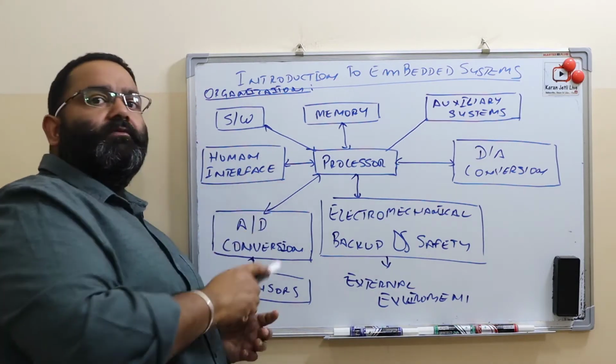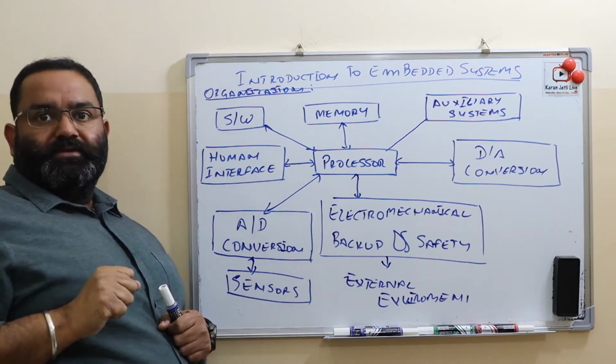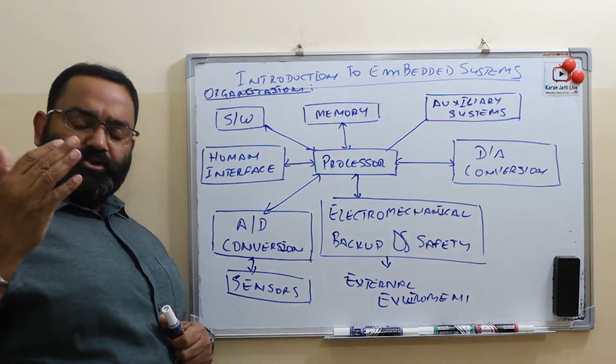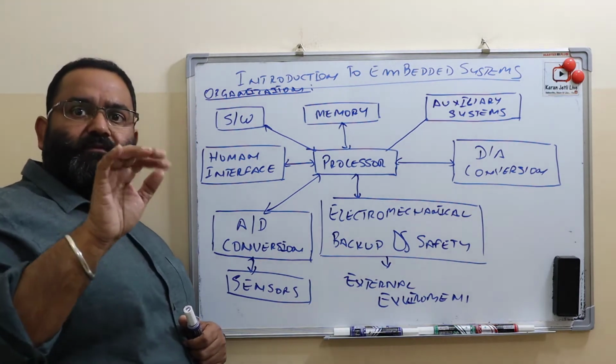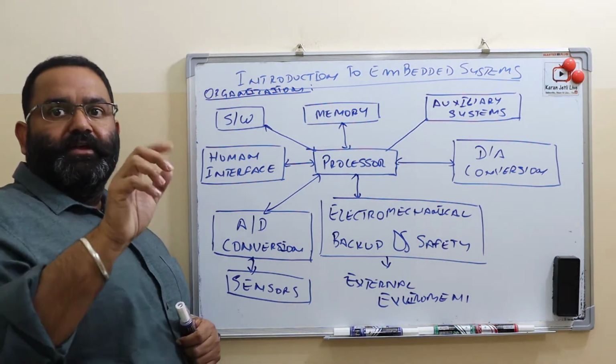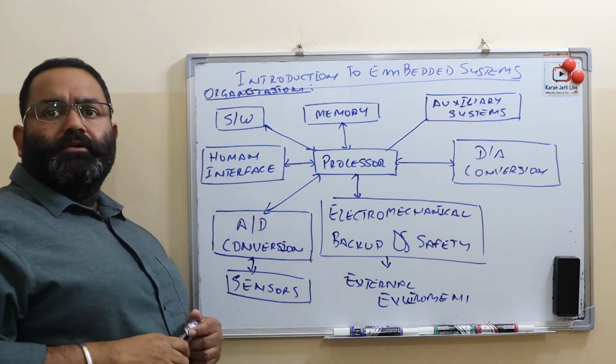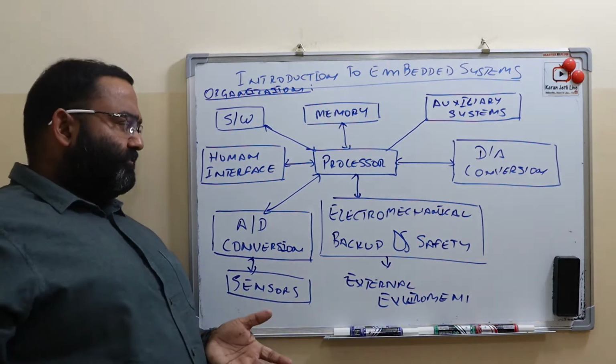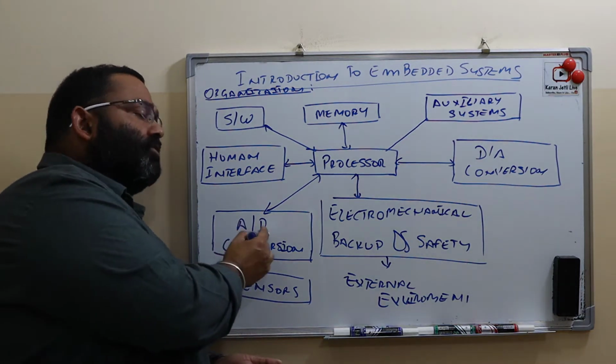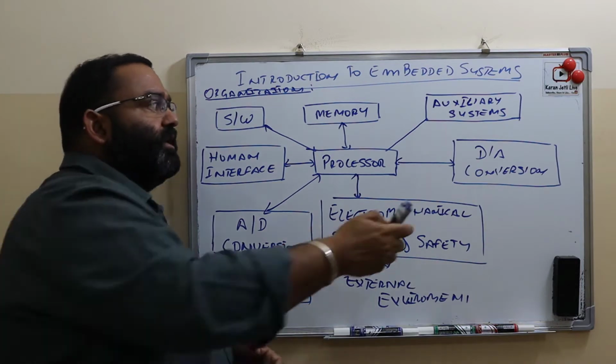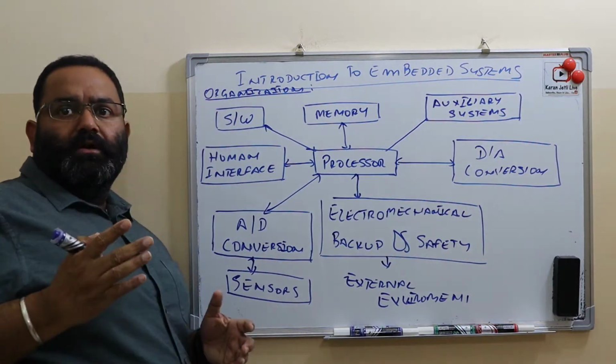Then it will have a small human interface. For example, on your washing machine or microwave, you have that keypad using which you can give the input. So what do we call it? We call it a human interface. Then it has analog to digital conversion and digital to analog conversion.